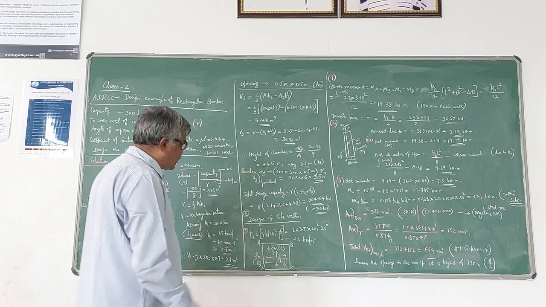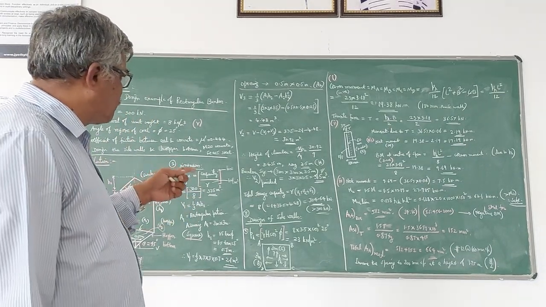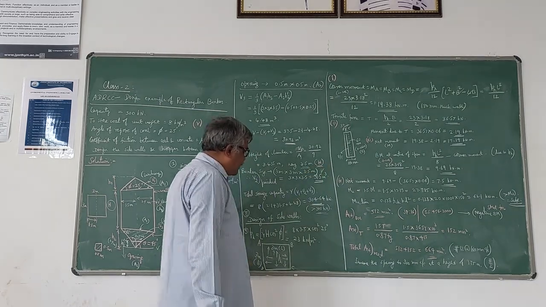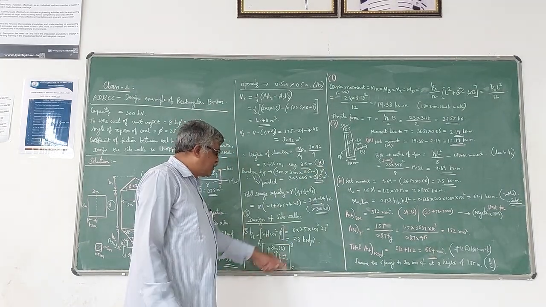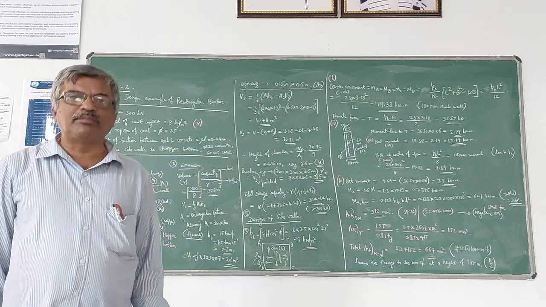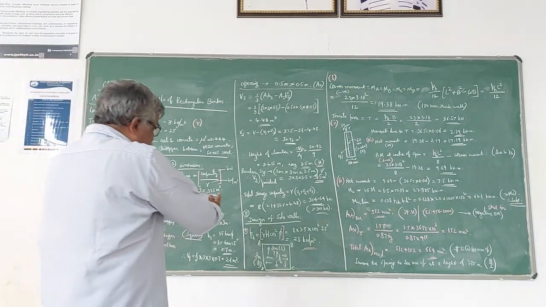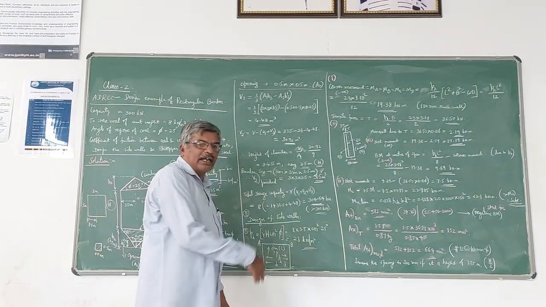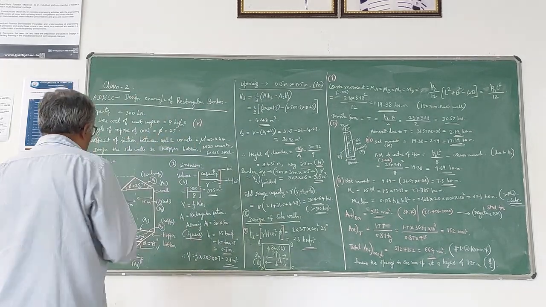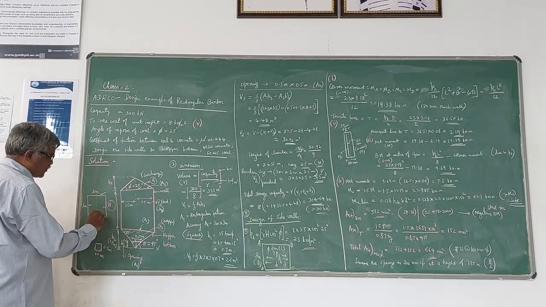So gamma H into cos square phi, you know all the values. Gamma is given, and H is 3.5. H 3.5 into cos square 25 degree, which you are going to get as 23 kilonewton per meter square. So it is the horizontal pressure or thrust exerted on all the four walls of the rectangular portion of the bunker. Now we are designing this wall. So all the four walls we are designing. This one, this one, this one, and this one.